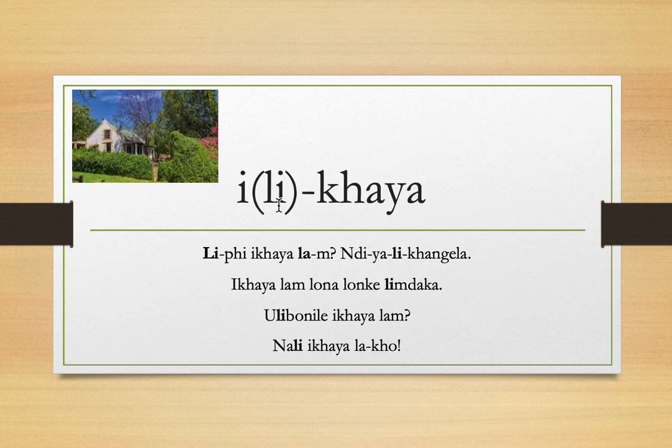This noun class starts with i or with ili. In some cases, you don't hear the ili anymore. So, for instance, ikaya means home. I imagine that in Proto-Bantu, there was still a li in this word, but you hear it in the other words that prefix this l sound.